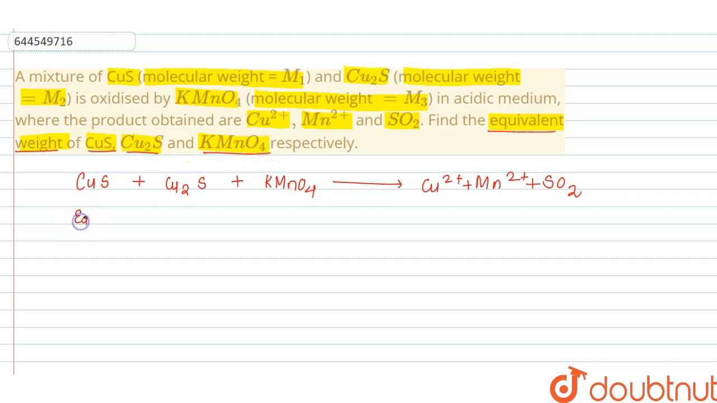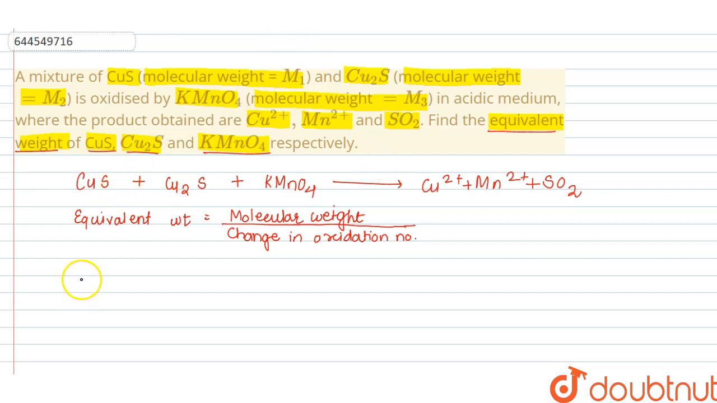Now equivalent weight is equal to the molecular weight upon change in oxidation number. Now when this reaction occurs, we have to find out the change in oxidation number of each element.